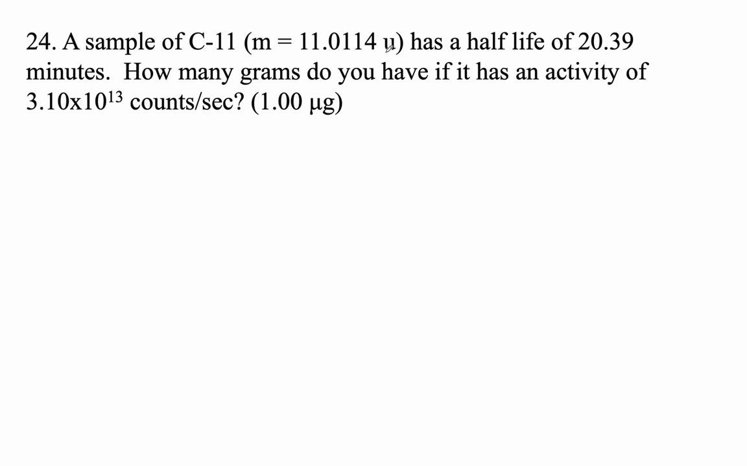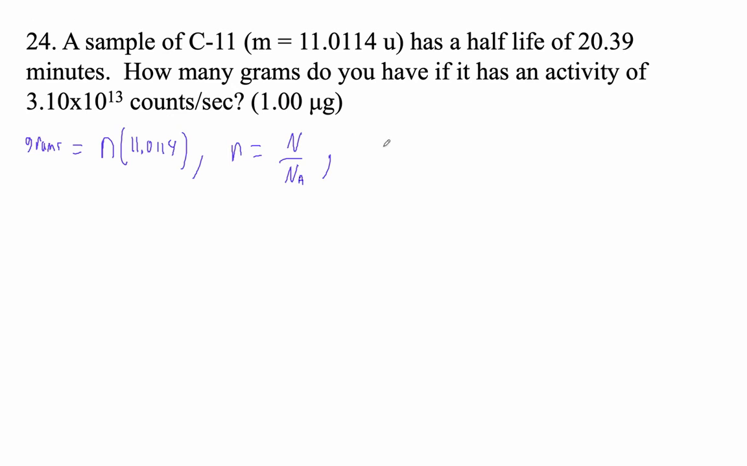A sample of carbon-11 has a half-life of 20.39 minutes. How many grams do you have if it has an activity of 3.1 times 10 to the 13th counts per second? Well, the grams will equal the number of moles times 11.0114, right? How do you get the number of moles? The number of moles is the number of atoms over Avogadro's number. So how are we going to get the number of atoms?